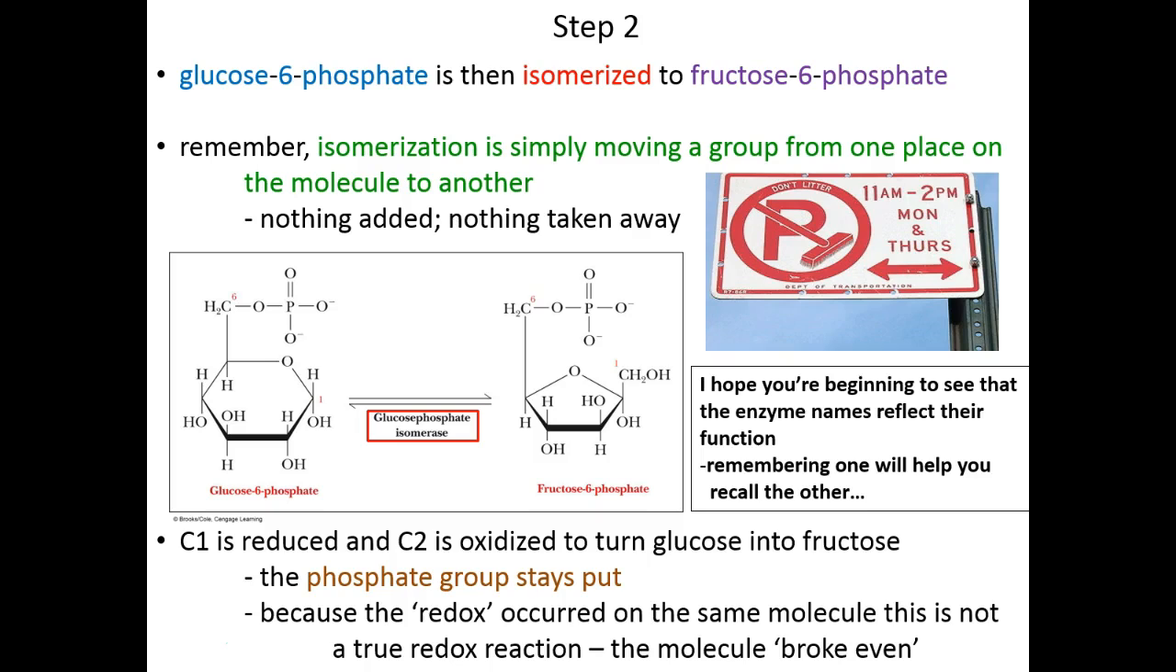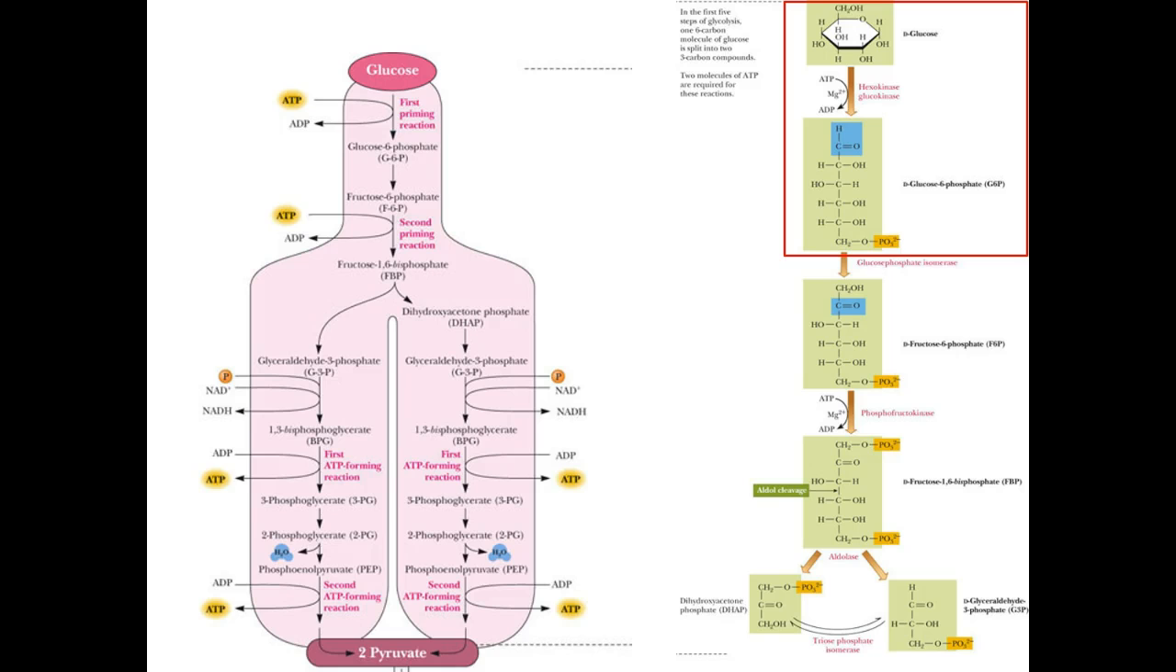So if you think about it, these enzyme names tell you exactly what the reaction is doing. And that's why I'm asking you to memorize them. By remembering the 10 enzyme names of the 10 steps of glycolysis, you will remember the entire pathway, because the enzyme names tell you exactly what they're doing. So here is step 2 in the schematic. Glucose 6-phosphate isomerized into fructose 6-phosphate.